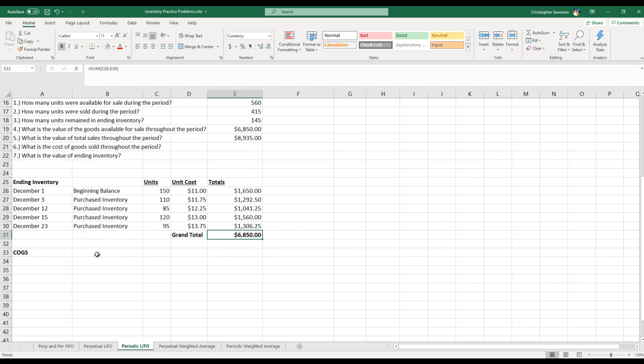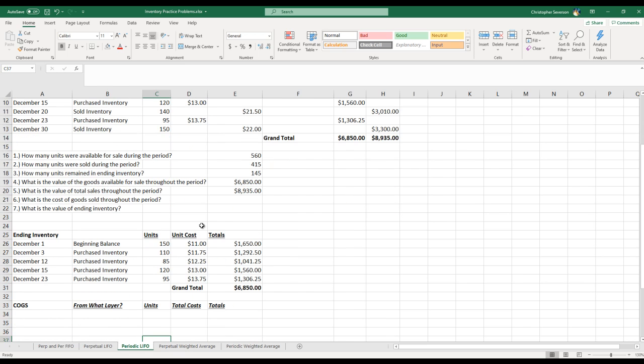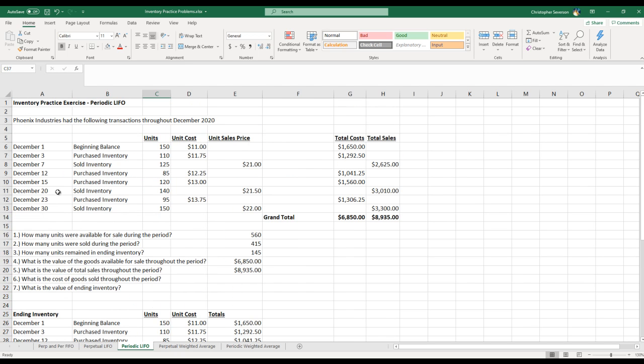Now for cost of goods sold, I'm going to add a couple of informational lines. You don't necessarily need to have these in your problem, but it helps to illustrate what's going on here. So we are in periodic LIFO. What periodic LIFO means is that we're going to do one cost of goods sold entry at the end of this month. So December 31st, that's the only time we're doing this cost of goods sold inventory entry.